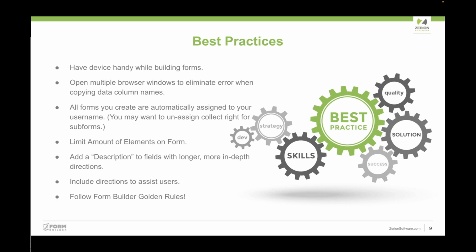The next best practice here is to limit the amount of elements that you actually place on a form. The way that you can do this is try to not have more than 100 elements on a layer of a form. That means you could have 100 elements on the parent form, maybe 100 elements on one subform and then another subform and so on. So you can split up the amount of elements on the form.